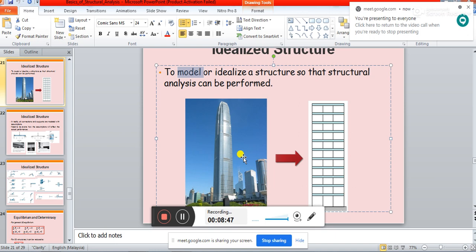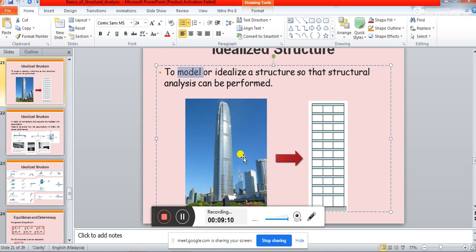Have you understood now the concept of modeling? Modeling is nothing but making the structure into a simpler form through which we should be able to analyze the structure easily. While modeling, you will have to model the different parts of the structure, and you will have to take the load carrying members, and those load carrying members need to be modeled in such a way that their material properties, their geometric properties, all the things are embedded inside that modeling process.